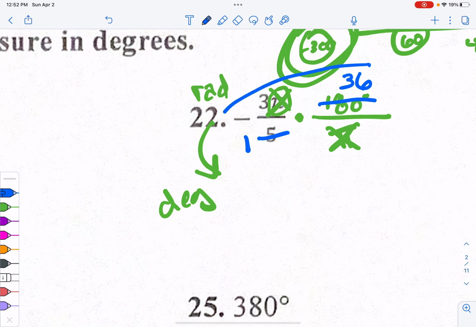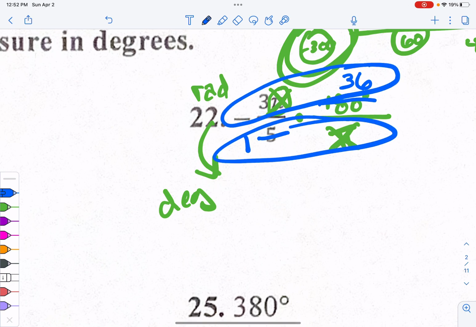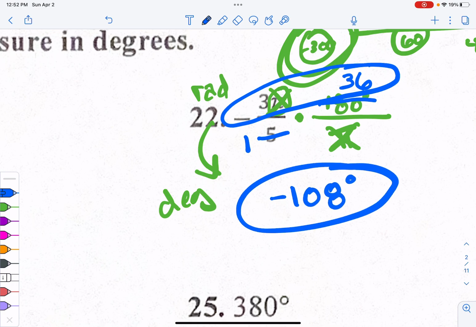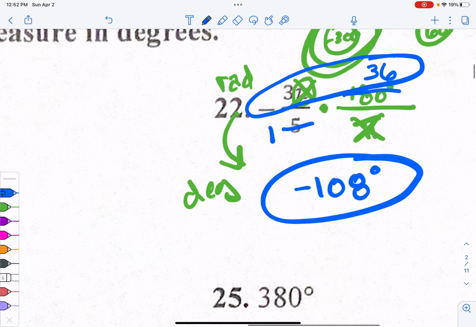Then all I have to do is take negative 3 times 36, because everything's gone on the bottom. Negative 3 times 36 is 90 plus 18, which is 108, negative 108 degrees. There you go. So that's what it is in decimal or degree form. Make sure the negative goes with it. So if your starting number is negative, your ending value will be negative.